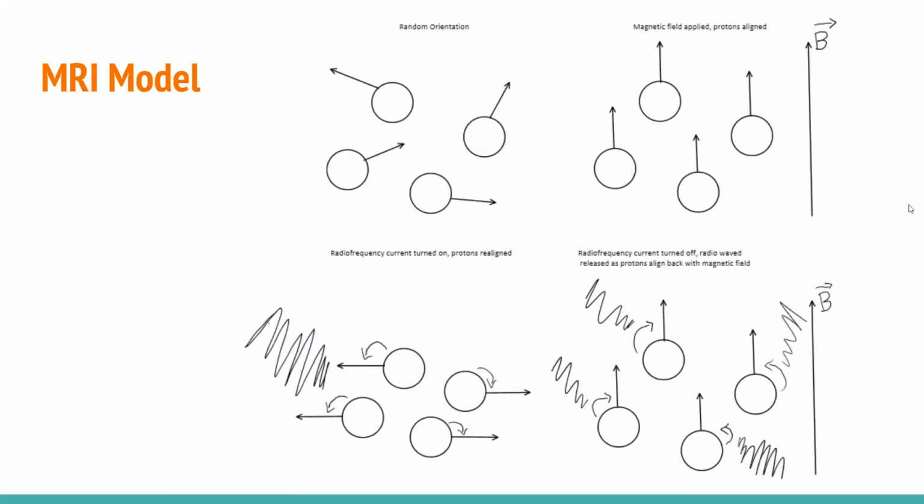So we have the random orientation of protons. When the magnetic field is turned on, they are all similarly oriented. When the radio frequency current is applied, they all change their orientation. And when that current is turned off, they realign with the magnetic field and release energy, which the computer can then recognize and create an image.